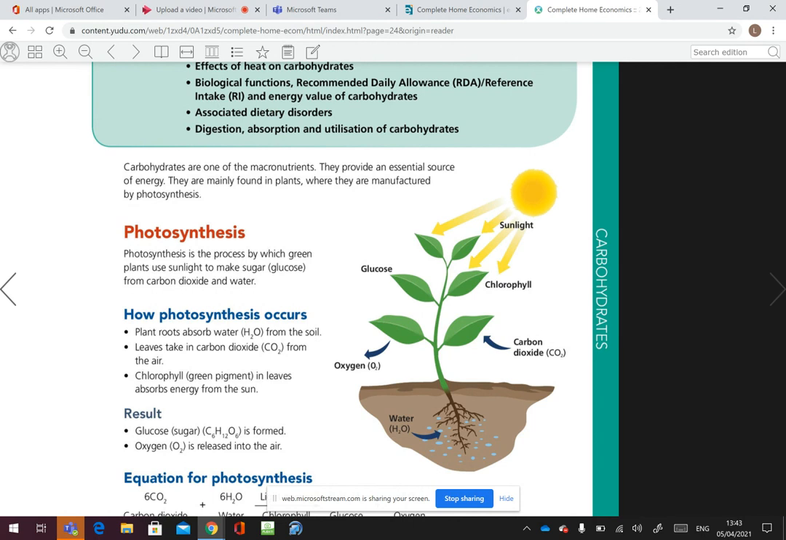So carbohydrates are one of the macronutrients. They're the big ones. We need them in large amounts, and they provide an essential source of energy. They are mainly found in plants, where they are manufactured by photosynthesis. And the only food from animals that carbs would be found in would be milk. There's lactose in it, which is a sugar.